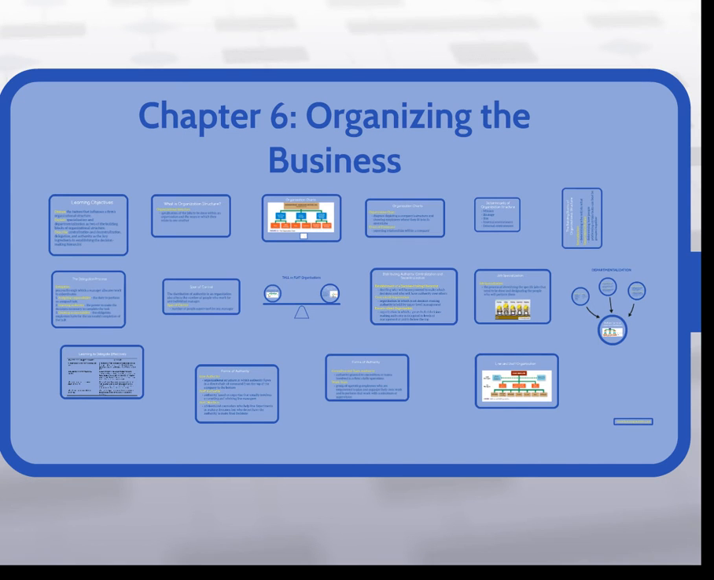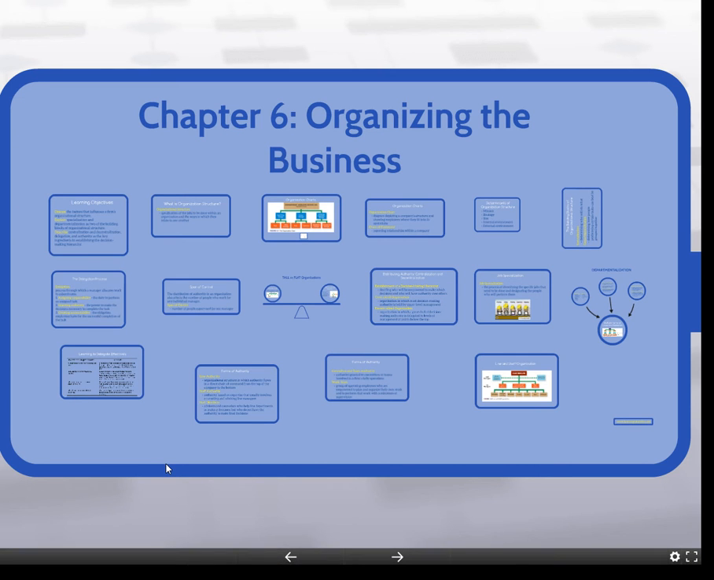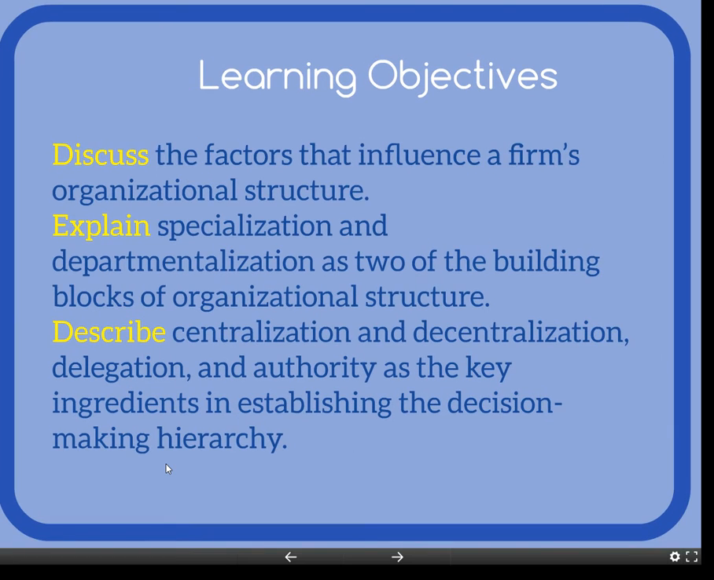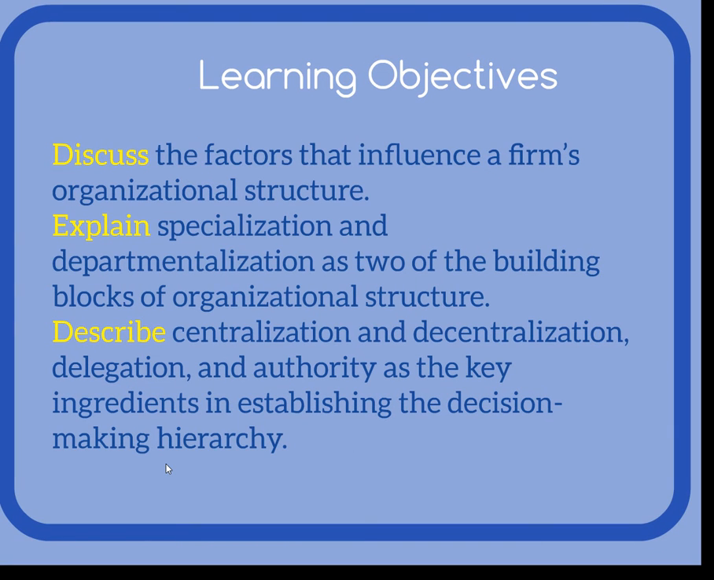So as you continue to read chapter 5, you also look at goals, strategies to reach those goals, the different types of goals, etc. And jumping into chapter 6, we're thinking about organizing a business. The things it's going to focus on are the factors that influence a firm's organizational structure, specialization and departmentalization as two of the building blocks of that structure, and centralization versus decentralization: what's the difference there, and how does information flow within each one of those organizations. So let's take a look at a few things here.